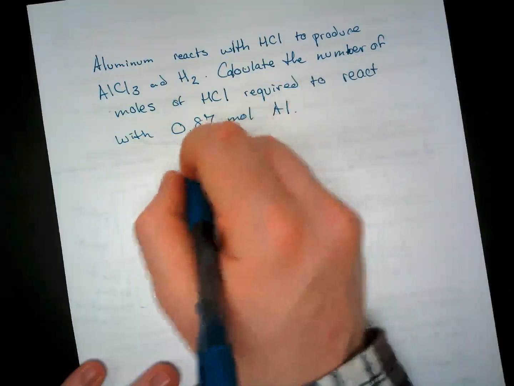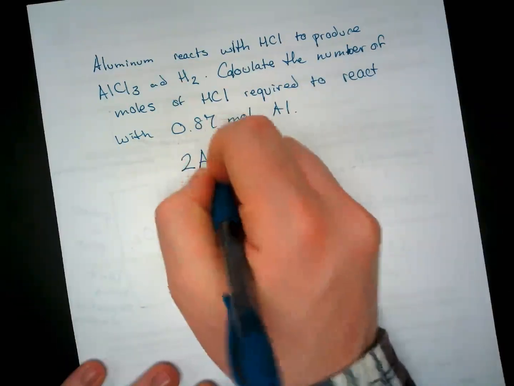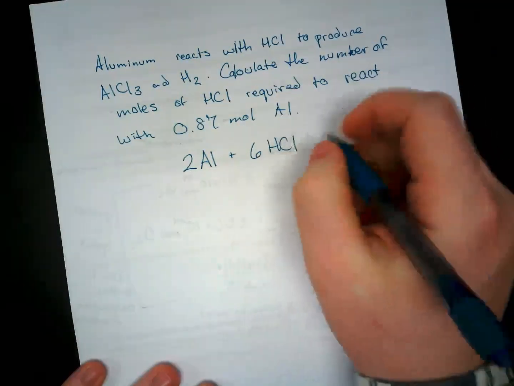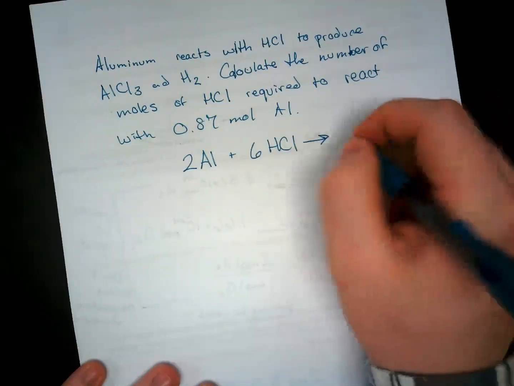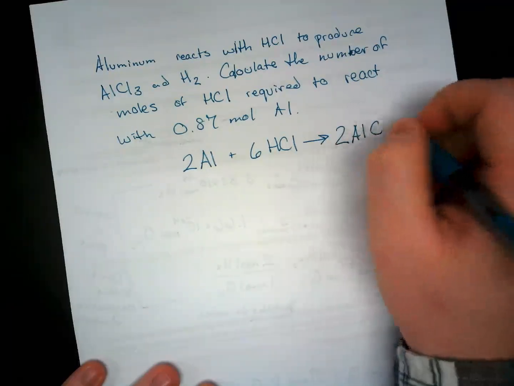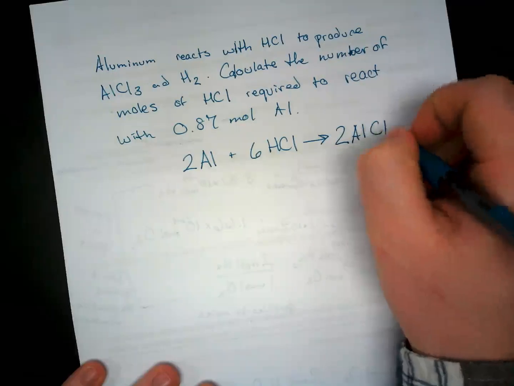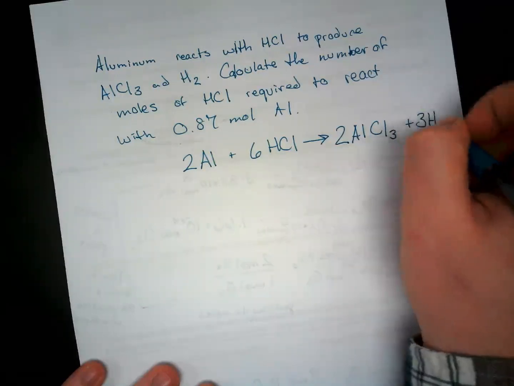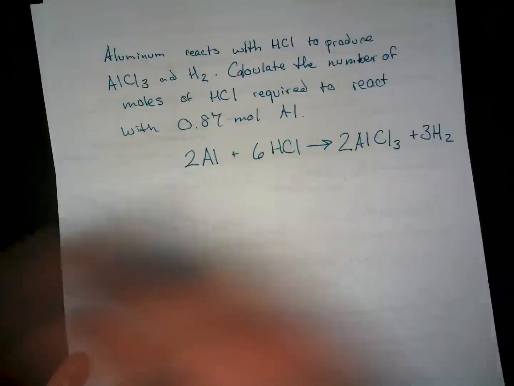And then here's our balanced equation. Our balanced equation is going to be 2 aluminum plus 6 molecules of hydrochloric acid, and it's going to yield us 2 molecules of aluminum chloride, and then 3 molecules of hydrogen gas.